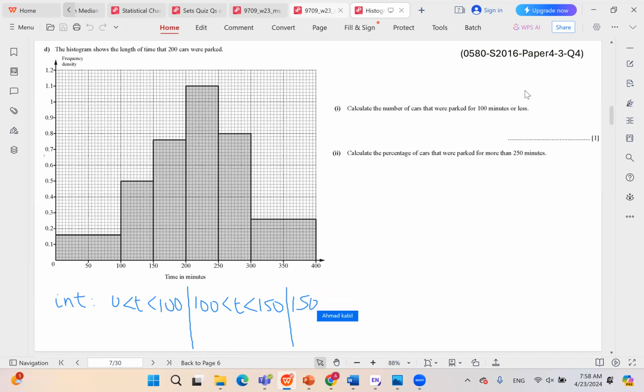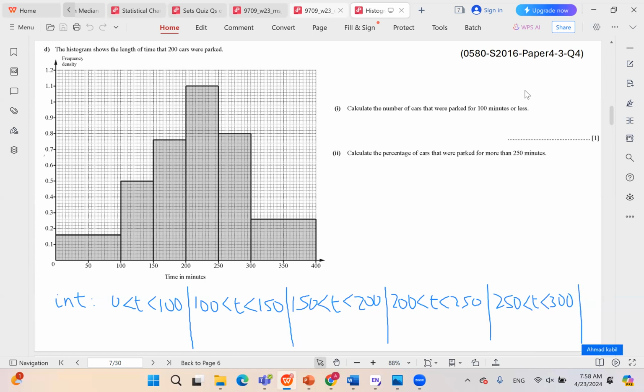So 150 less than t less than 200, 200 less than t less than 250, 250 less than t less than 300. It's a bit of a bore to write all of these, but just to clarify things for you, I'm going to write them down. So 300 less than t less than 400.